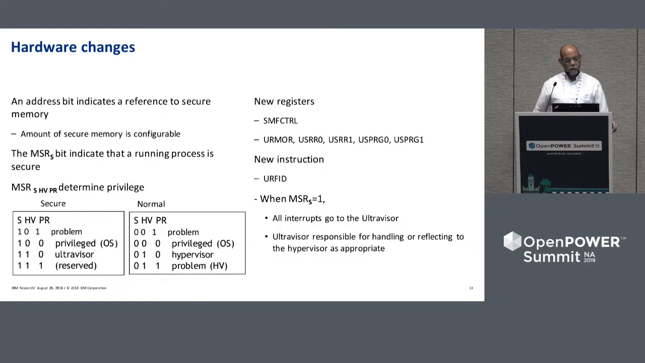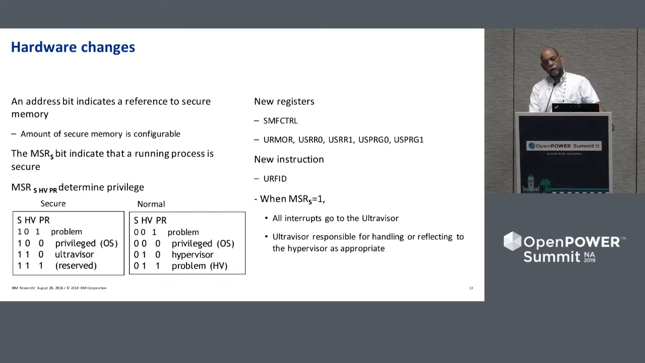So now we'll walk through the changes, not too quickly, but it'll give you a base idea of what we did. We're using an address bit that's not inside the physical memory space to indicate whether the memory is secure or not. The amount of secure memory is configurable the way you normally configure machine features in Power.